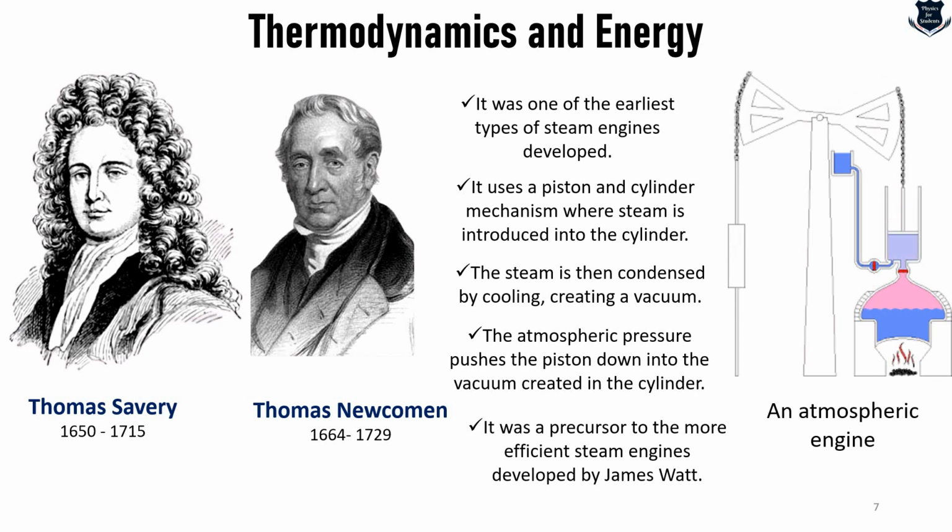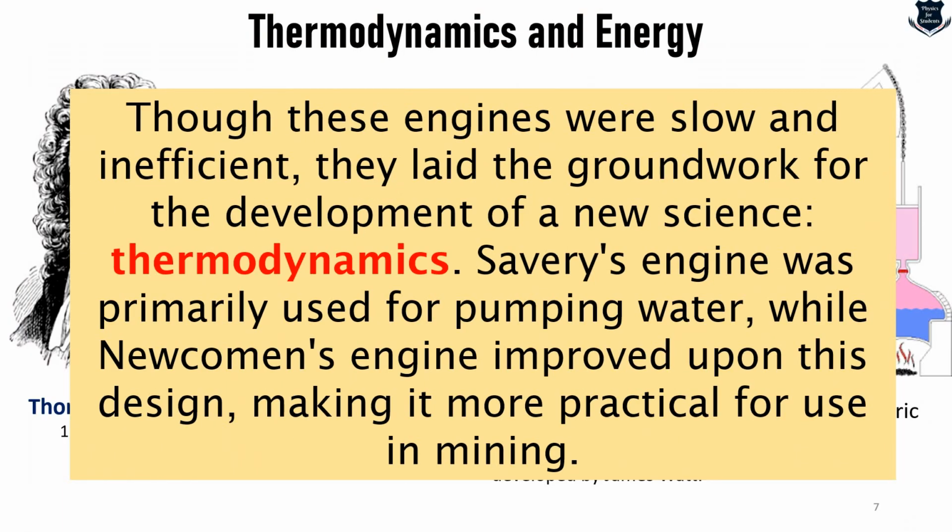So although the atmospheric steam engine was basically an initiation of the main diagram of the main output, these engines were definitely slow and inefficient. They laid the groundwork for the development of the new science. Savery's engine was primarily used for pumping water, and later it was designed to make, I would say, the first practical use for mining.